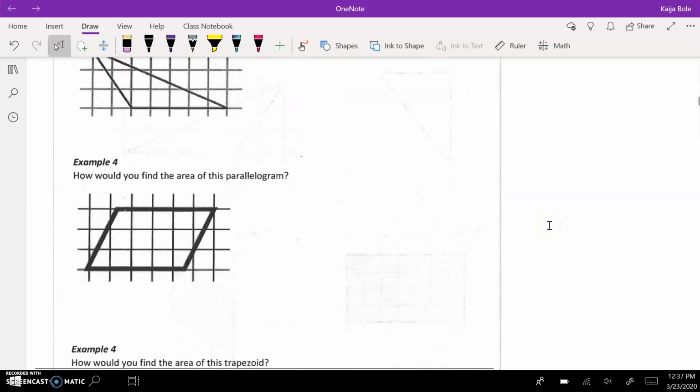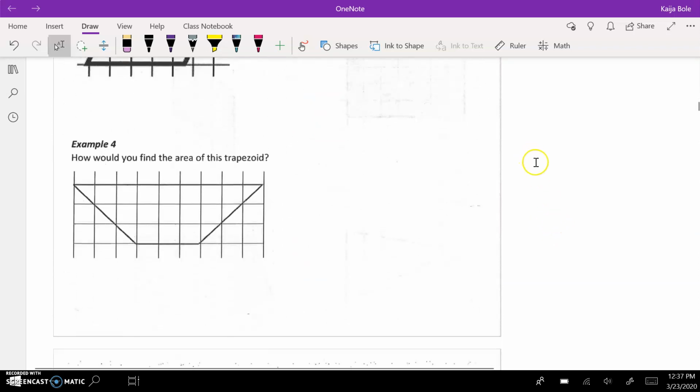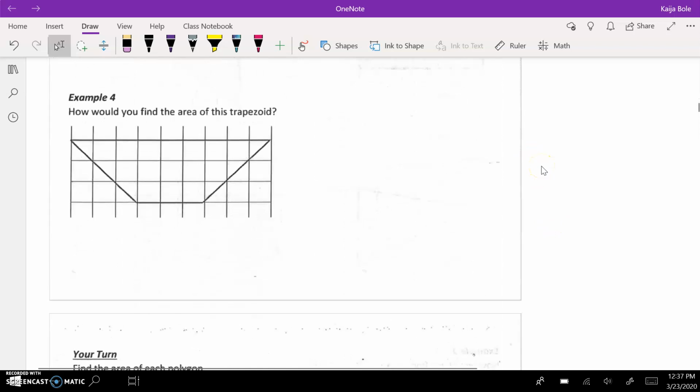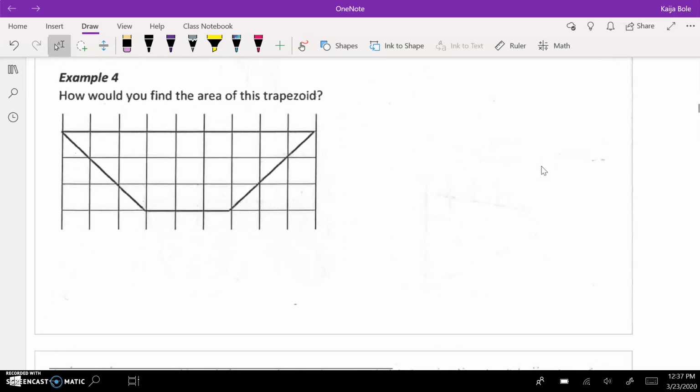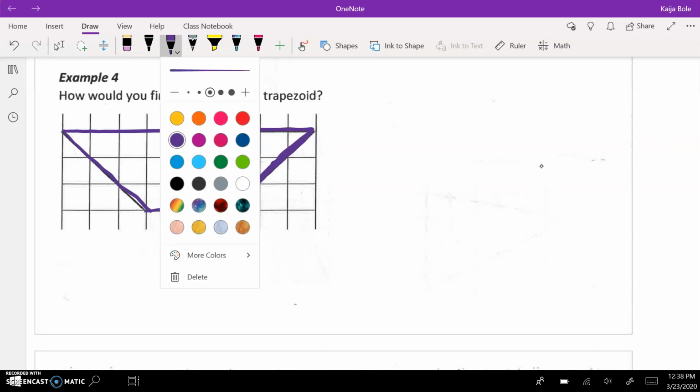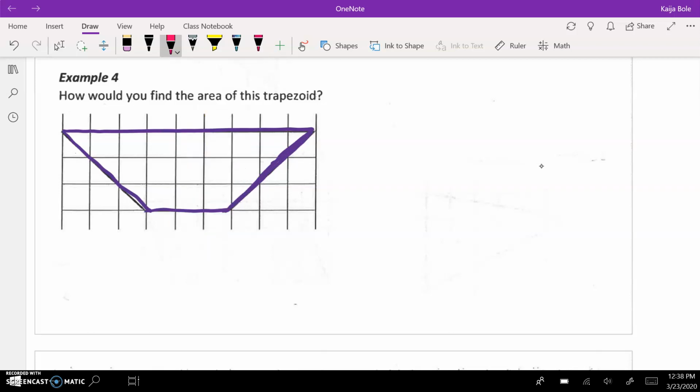So we're going to skip the first 2 and we're going to go down to the bottom example 4 here. How would you find the area of the trapezoid? So here, again, these are kind of not very well drawn lines. So this is the shape we're looking at. This is a trapezoid, which is kind of like a rectangle-ish, but it's got these angled lines. So for this one, we're going to have to draw in 2 squares around these triangles on the right and the left side. So here is 1 square we're going to draw in.